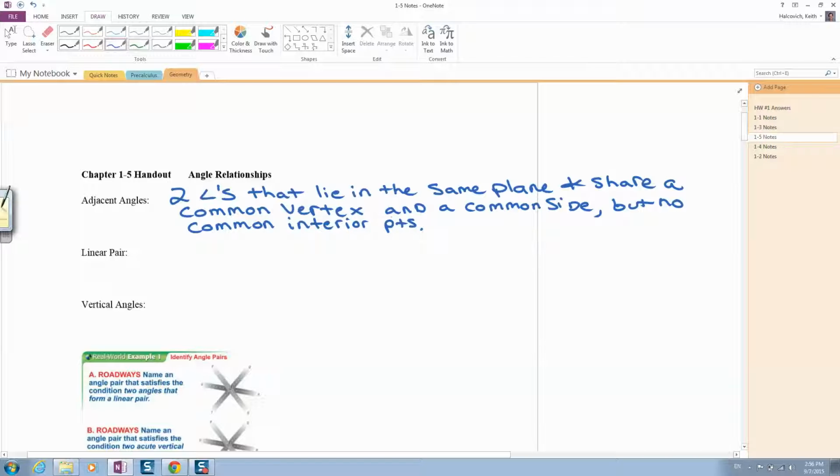So for example, if you look here, angle 1 and angle 2, actually let me draw a better picture of that. Draw it like that. Angle 1 and angle 2 are adjacent angles, because notice they share a common vertex and they share this ray here as a side.